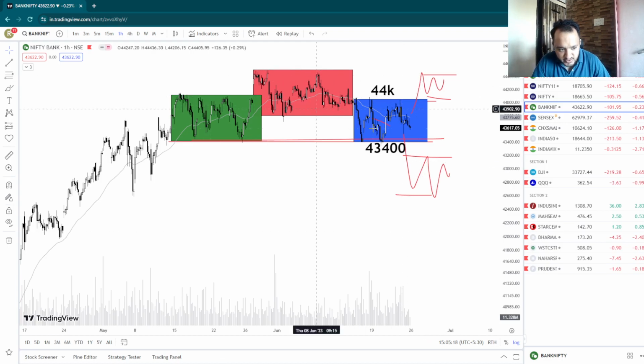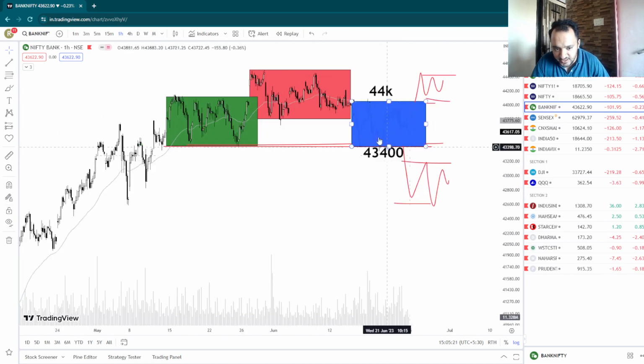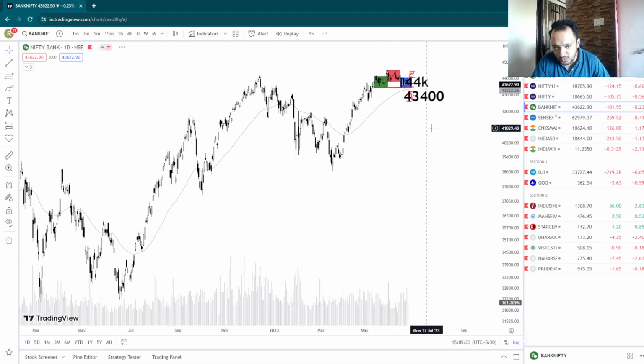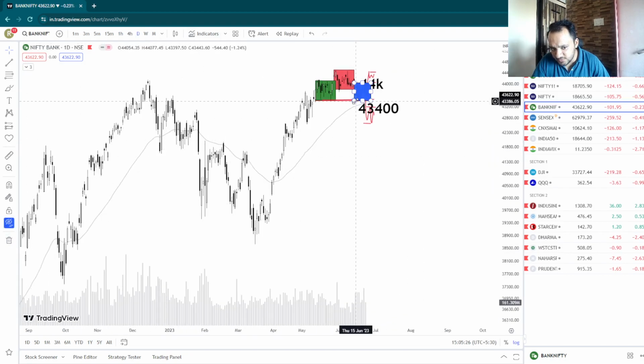So this is a very solid range in which Bank Nifty has been trading. Any breakout on either side will lead to another move here. Now, obviously, can I tell where it will break out?